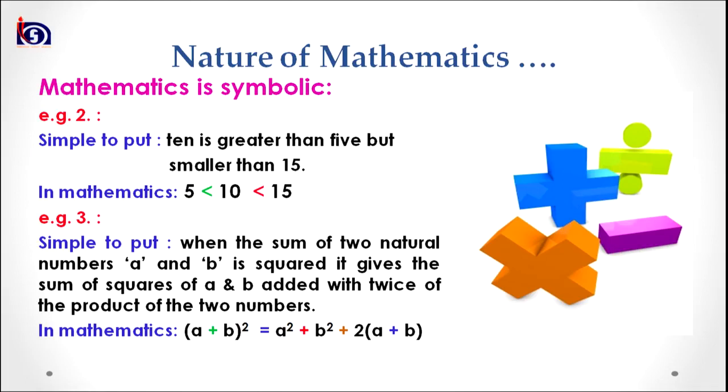There is another example on your screen, just have a look at it. Another statement which says, when the sum of two natural numbers a and b is squared, it gives the sum of squares of a and b added with twice the product of the two numbers. Isn't it confusing? Let's convert it into a mathematical expression. We can write (a + b) whole squared equals a square plus b square plus 2(a + b). It makes the expression more clear.